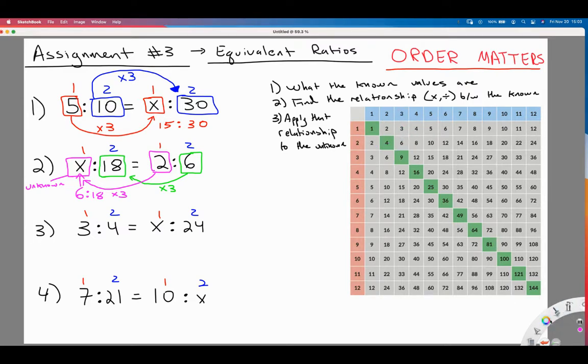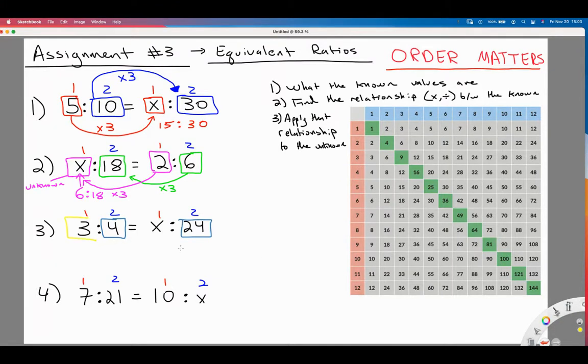Number 3 is very similar, so we're going to do number 3. And then number 4 has one specific step that we have to look to do first before we solve. So number 3, take a second and see if we can find the known values. You can pause the video and see if you can do so. And if you found that our known values are again the second term, 4 and 24, we know both of those, then you're off to a good start with this one.